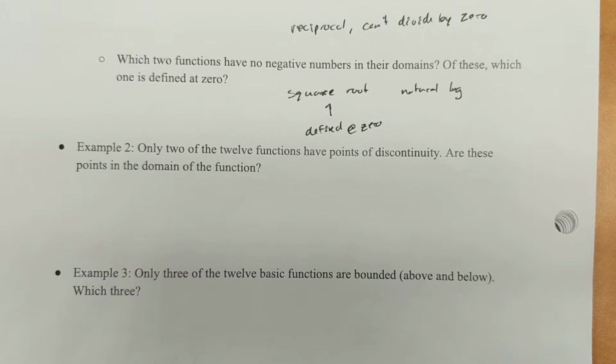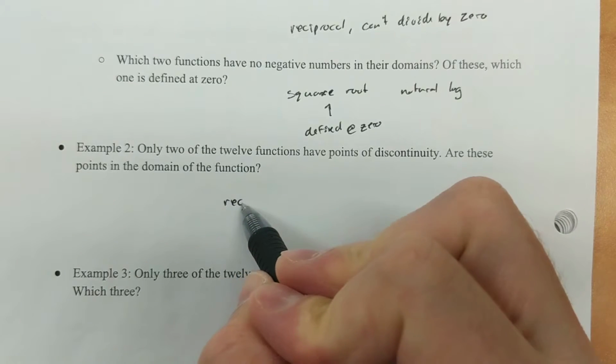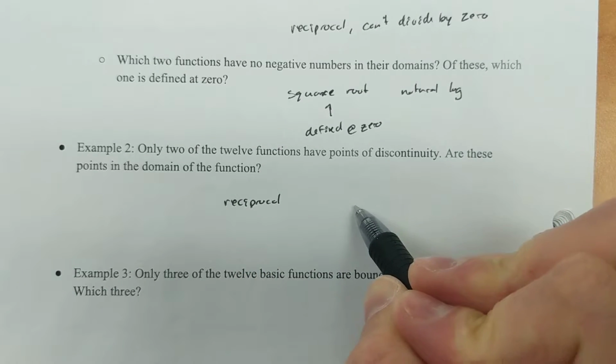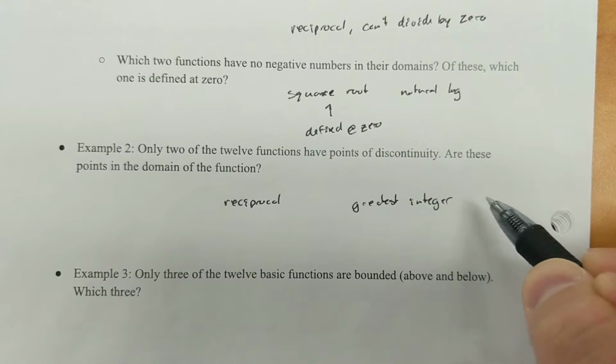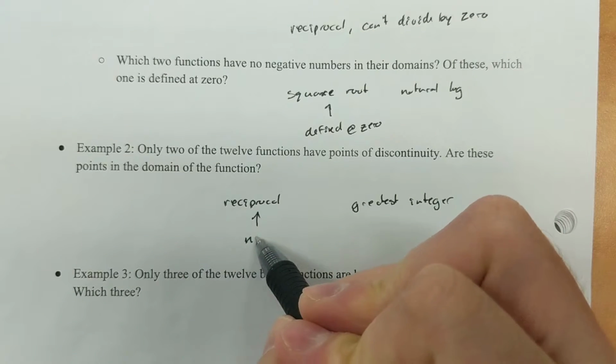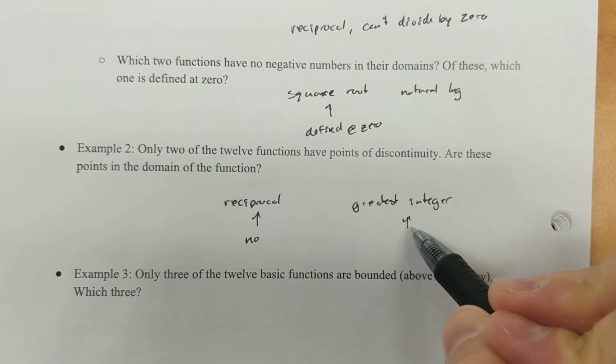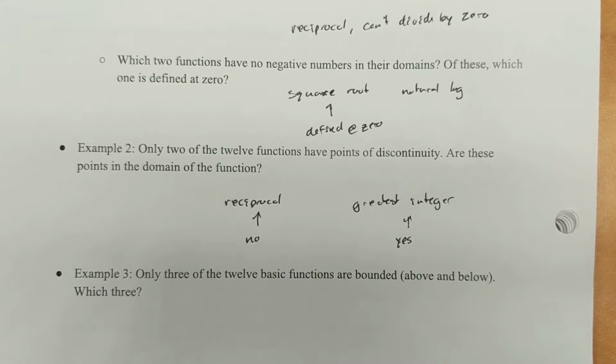So example 2, only 2 of the 12 functions have points of discontinuity, or those points in the domain of the function. Discontinuities are breaks in the graph, a place where the graph jumps or comes apart for some reason. That's the reciprocal, and it's the greatest integer. If you look at the graphs, they have breaks in them. Are those points in the domain of the function? For the reciprocal, no. 0 is not in the domain, and that's where the break is. For the greatest integer, yes, it is.